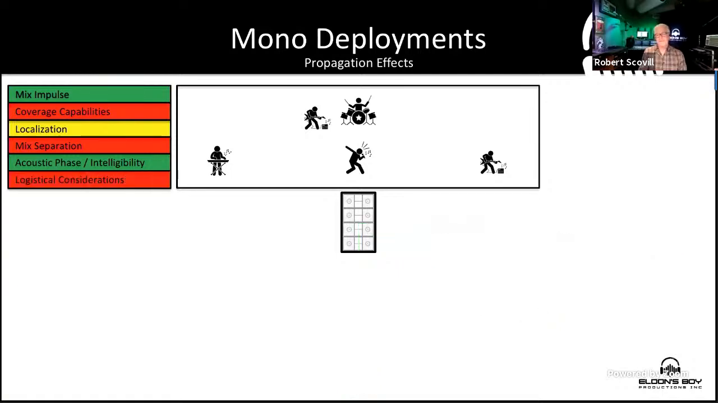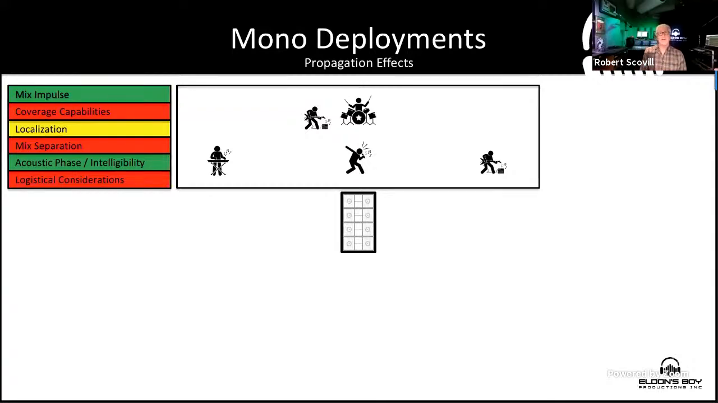How about logistics? Trying to do a single cluster mono situation to cover a large geometry, you've got some serious logistical challenges there, especially if you've got to cover a long vertical coverage.